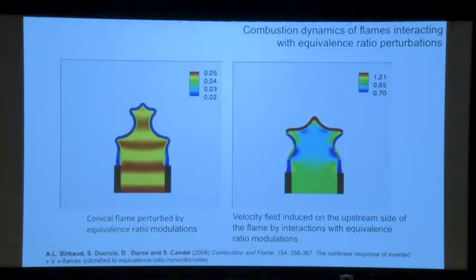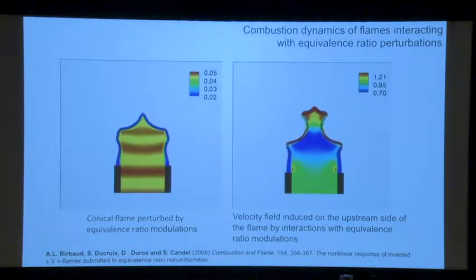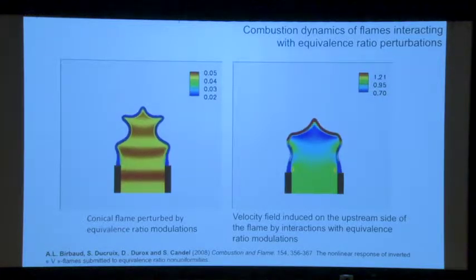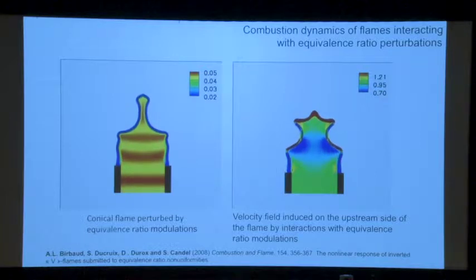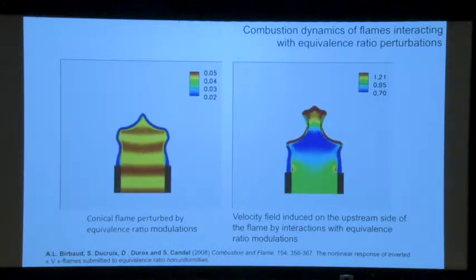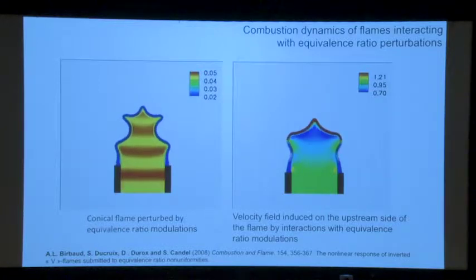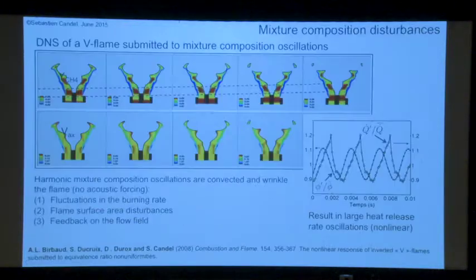So numerically, it's rather easy. Experimentally, it's pretty difficult. We don't have the same capacity experimentally, but it's a challenge. You can try to imagine. There may be experiments that I don't know of that show this sort of phenomena. I told you we were also looking at V flames impinged by equivalence ratio fluctuations.